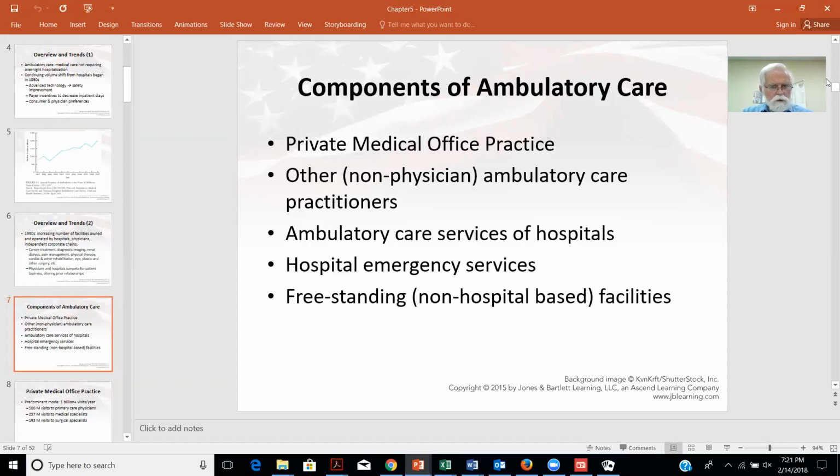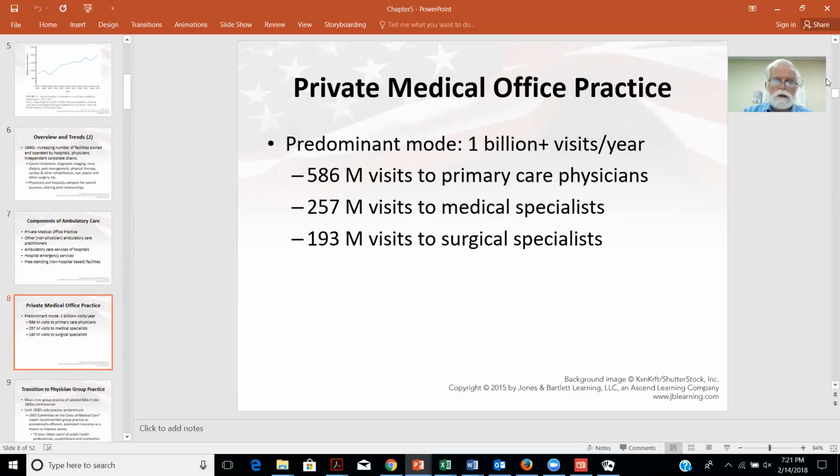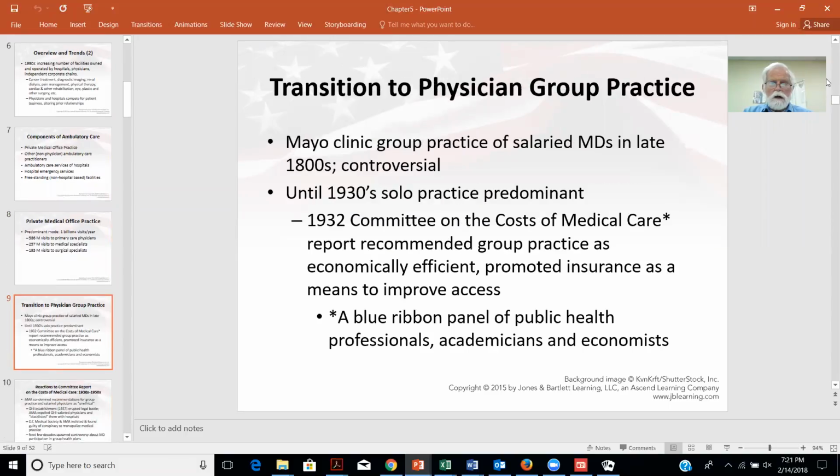Hospital emergency services are also ambulatory unless the patient gets admitted, and so are freestanding facilities such as freestanding surgery centers and freestanding ERs. Basically, these are not hospital-based, even though many of them are owned by hospital corporations. Private medical office practices are still the predominant way patients are seen.